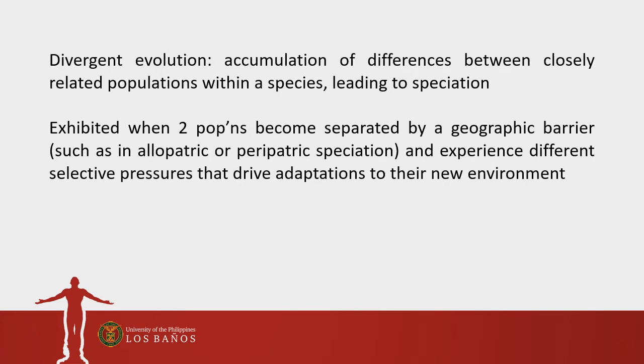In divergent evolution, the accumulation of differences is seen between closely related populations within a species, leading to speciation. We've discussed this before in speciation. So this would be exhibited when two populations become separated by a geographic barrier, such as in allopatric or peripatric speciation, and we have discussed this before. And they experience different selective pressures that drive adaptations to their new environment.